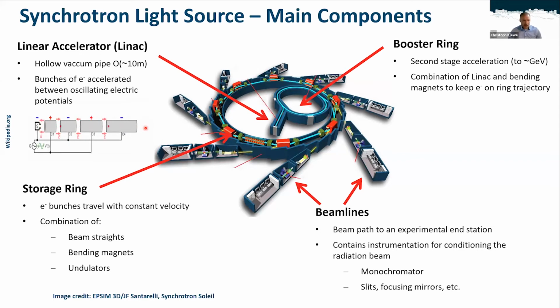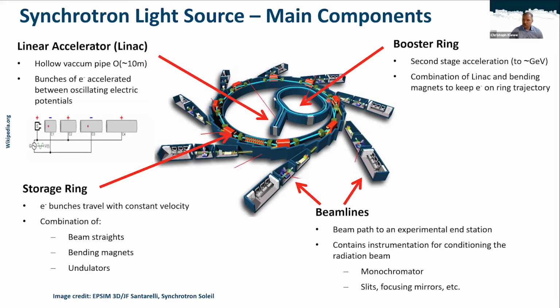And then from the linear accelerator, the electron bunches are injected into the booster ring, which is the second stage of acceleration, this ring accelerator here. And that combines linear accelerators and bending magnets to keep the electrons on this ring trajectory. And this ring shape allows the electrons to do multiple cycles in the acceleration, and thereby we can get them to very high energies in the giga-electron volts, so to relativistic speeds close to the speed of light.